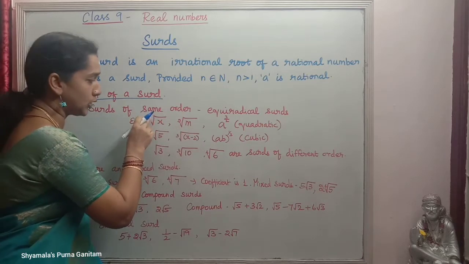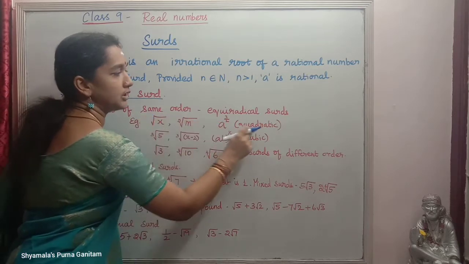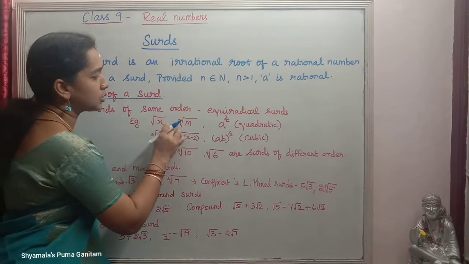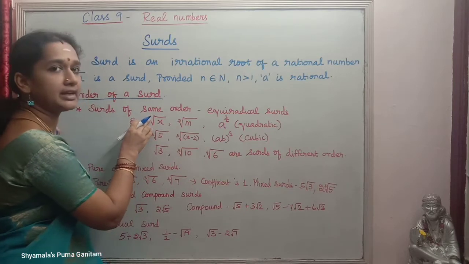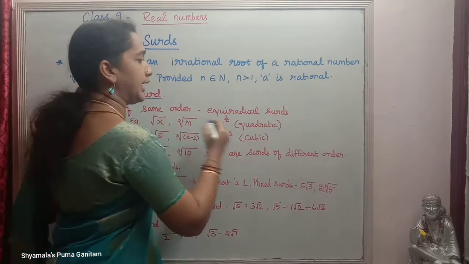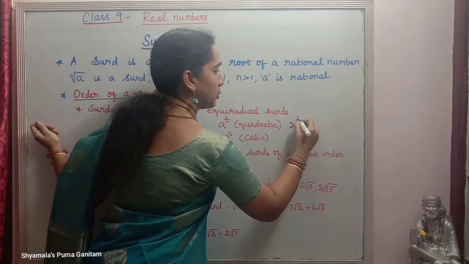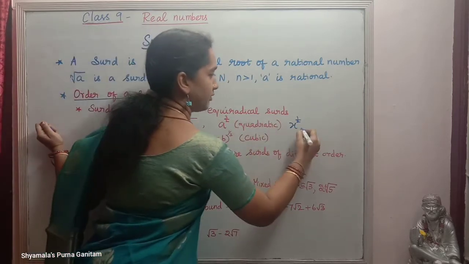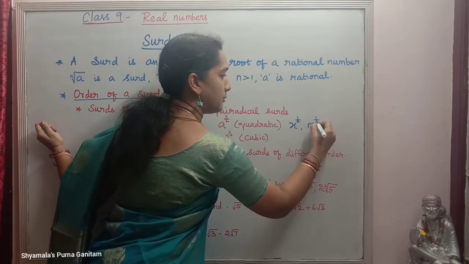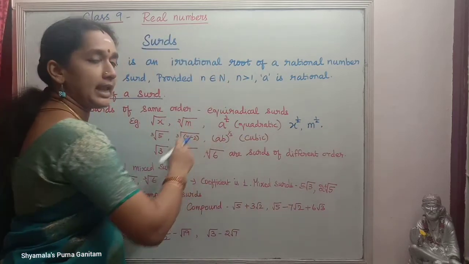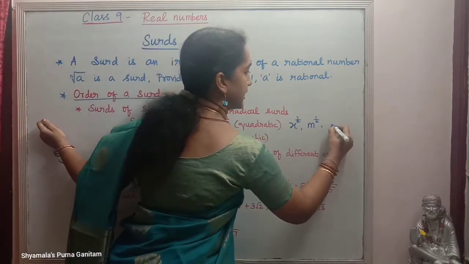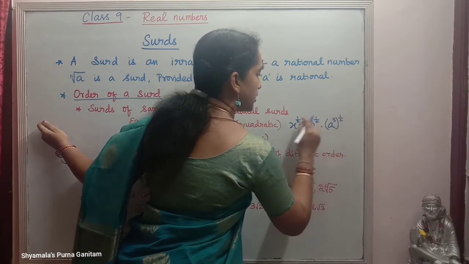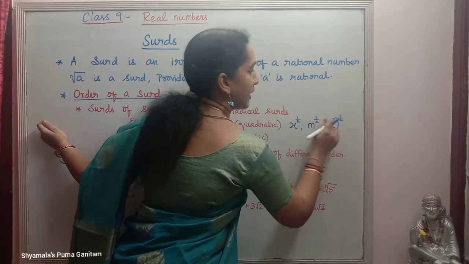That is, they all have the same root. They are called quadratic roots. That is the root, we will write it as 1 by 2. So root x, we will write it as x power 1 by 2. Then second root of m, we will write it as m power 1 by 2. Then a power 3 by 2, we will write it as a cube whole power 1 by 2. So for all the things, the power is 1 by 2.